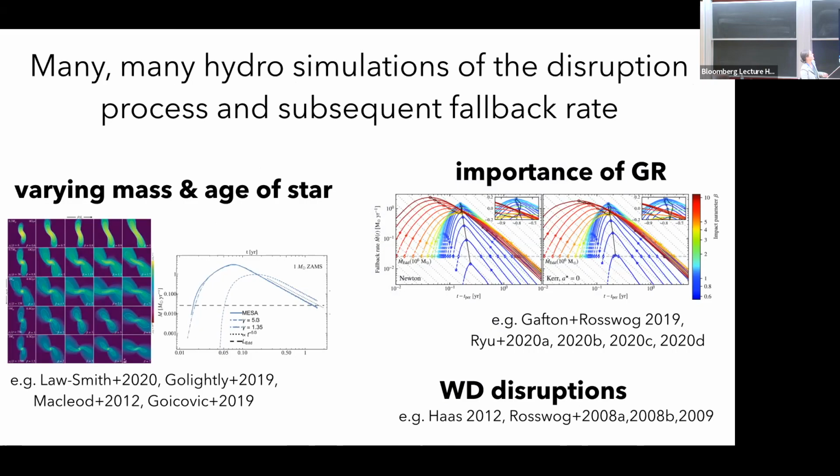Okay, so there are many hydro simulations of this disruption process covering a wide range of parameter space, varying the properties of the star, going into the importance of GR for very deep disruptions that occur close to the event horizon, and also looking at different types, not just main sequence stars.